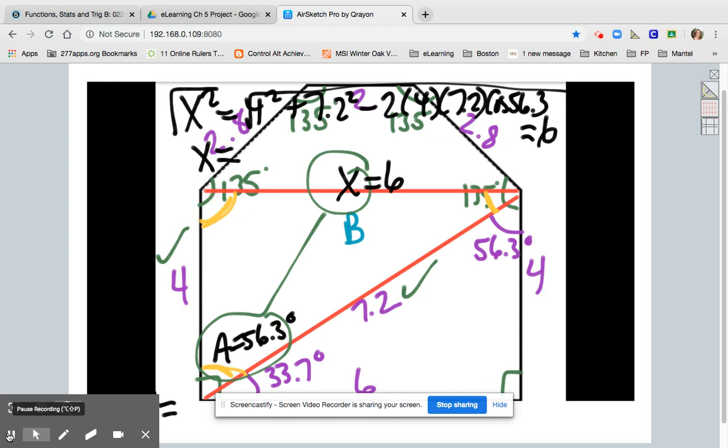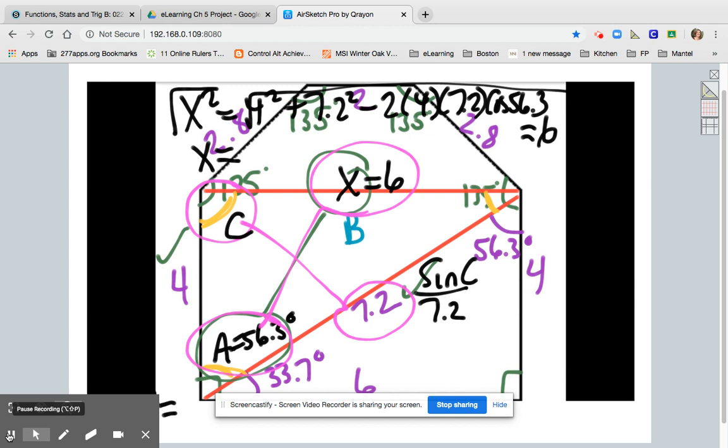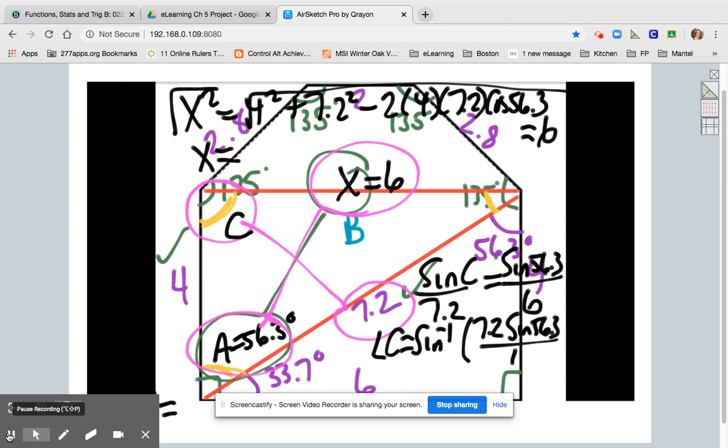I could do a nice law of sines pair. So this angle partners up with that. This angle partners up with this side. So why don't I go ahead and do law of sines? What I can do here is maybe I'll call this angle C. So I'm going to say the sine of angle C over 7.2 equals the sine of the 56.3 over side length x. To solve for C, the measure of angle C is approximately the inverse sine of the 7.2 times the sine of 56.3 all over 6.